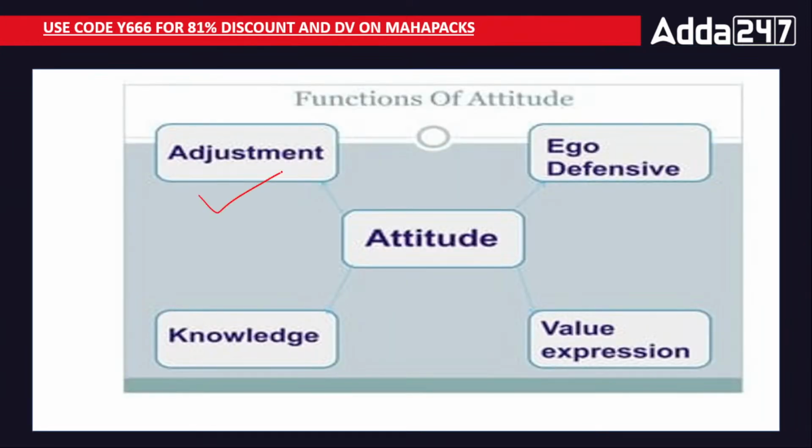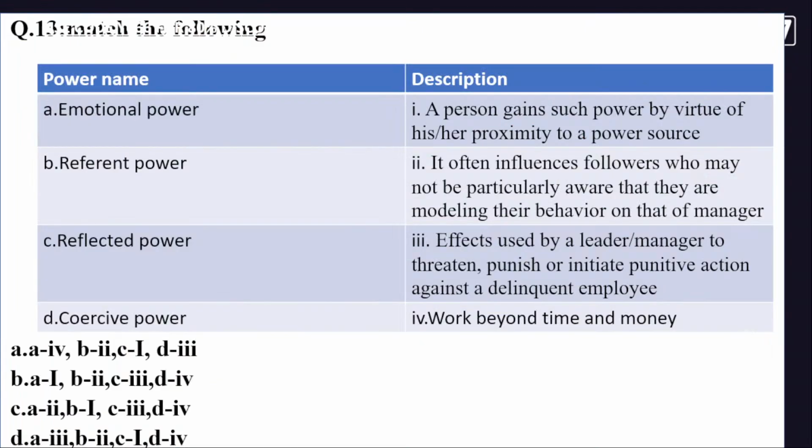This is a part of the attitude. Okay. So we have the adjustment function, ego defensive, value, and knowledge. Adjustment is all about where you are trying to adjust in a new environment. Ego defensive is all about where you are trying to defend your self image. Knowledge attitude is based on your knowledge, and then we have the value expression based on the value.